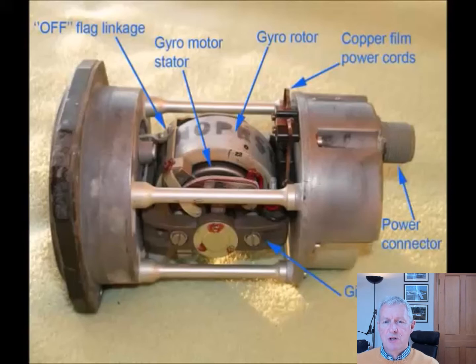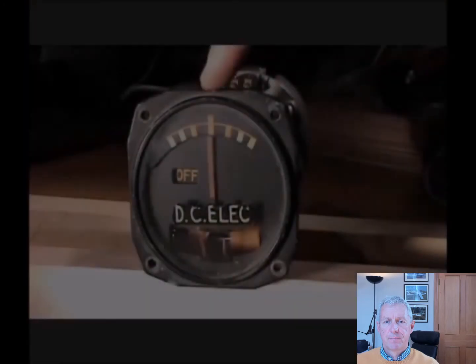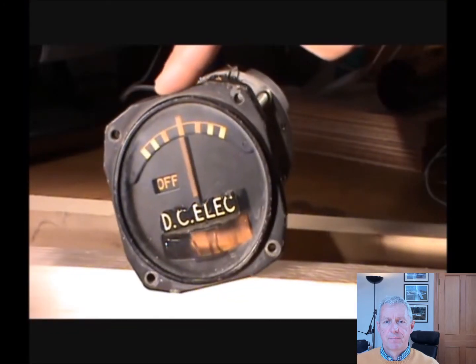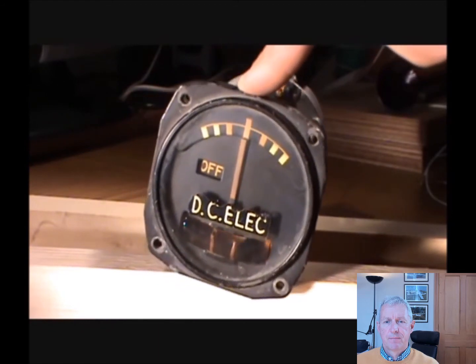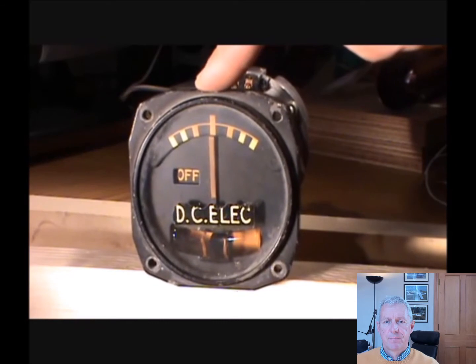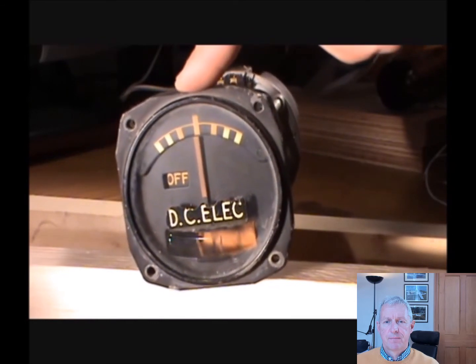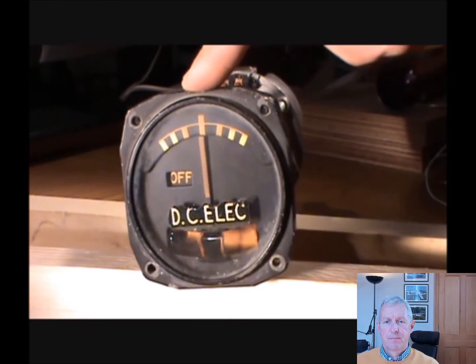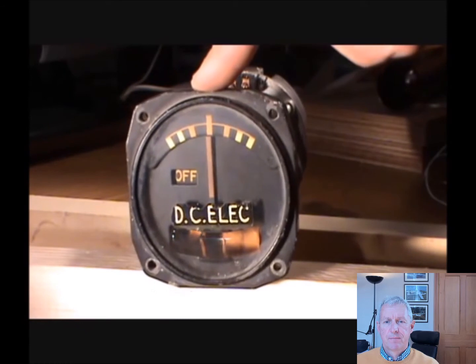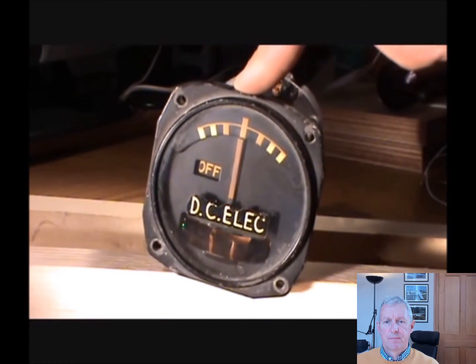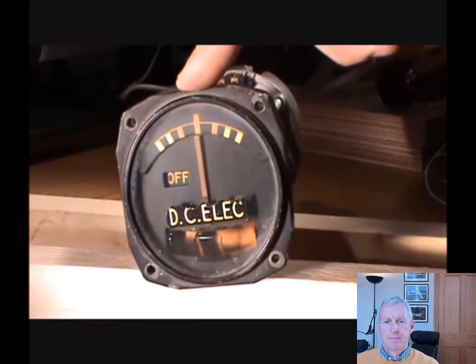Here's a little video showing the operation of a mechanical turn and slip. With the cover removed, we can see the off flag linkage, the gyro motor stator, the gyro rotor, the power cords, the power connector and the gimbal. The operation of the slip indicator is completely independent of the gyro. The slip indicator is a ball inside a glass tube filled with some kind of damping fluid. The ball position is a resultant of gravity and centrifugal forces. In order to perform a coordinated turn, we have to keep the ball at the center of the slip indicator.